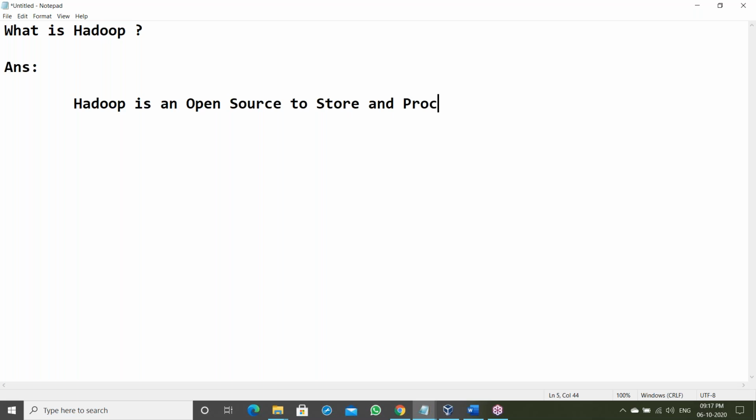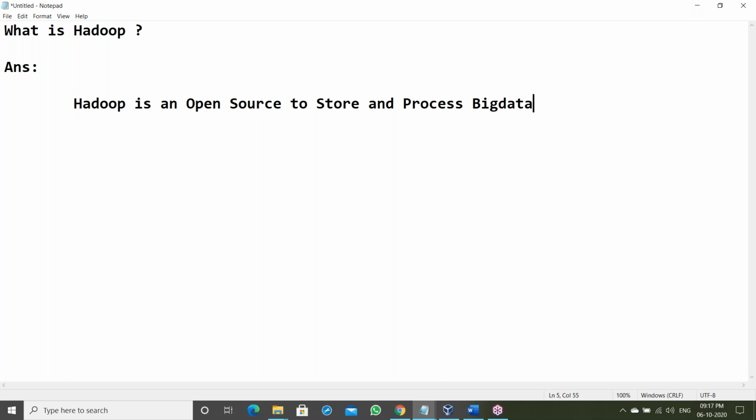So first, starting with what is Hadoop. Yesterday we discussed this, so I'm repeating a little bit of yesterday's topic. After finishing that, we'll go to the new topic. First question: what is Hadoop? Hadoop is an open source to store and process big data.